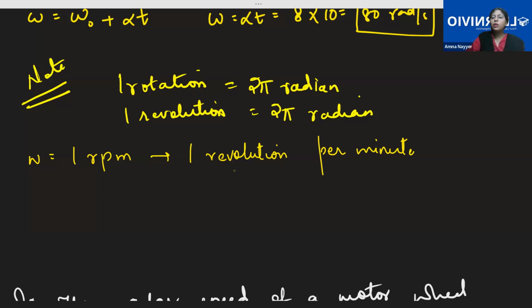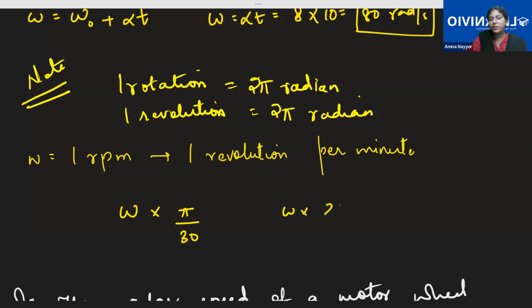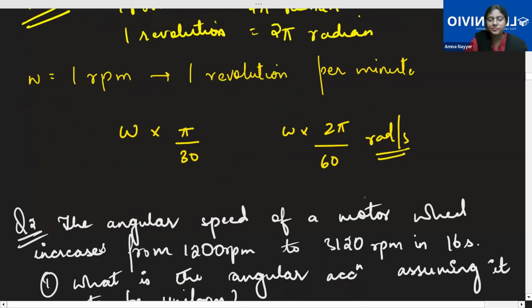So we will have to convert all this into the seconds form because RPM cannot be used directly. Whatever value you get, you multiply it with pi by 30. Why? Because we are multiplying it with 2 pi to convert it into radian and dividing it by 60 to convert it into seconds. So 2 pi by 60 is pi by 30. The answer will be in radian per second.